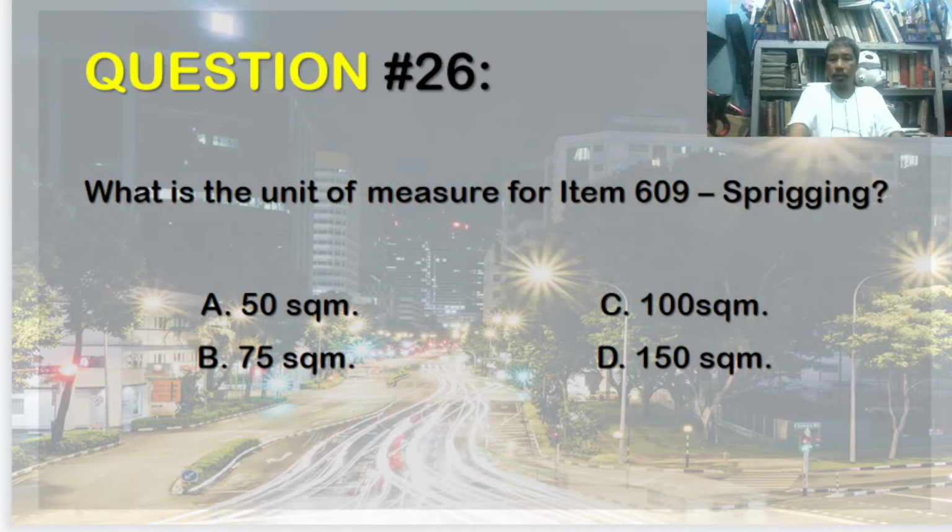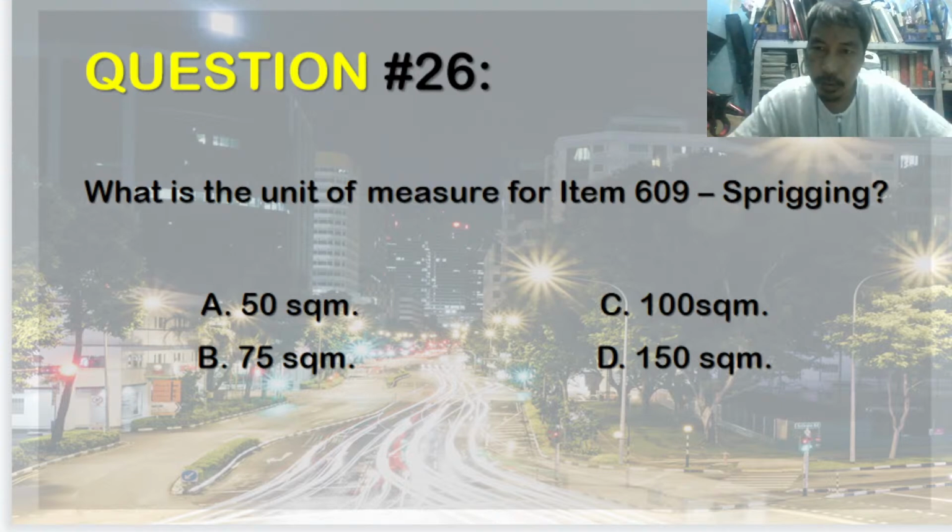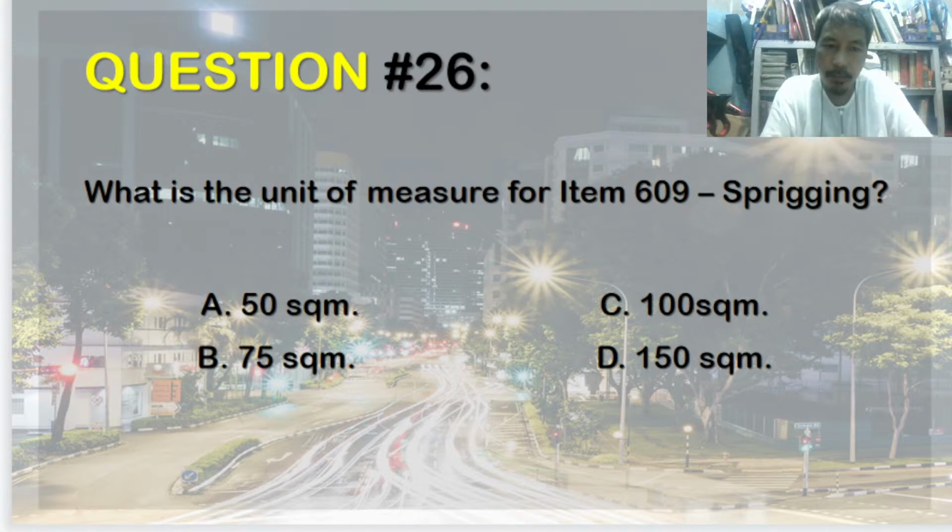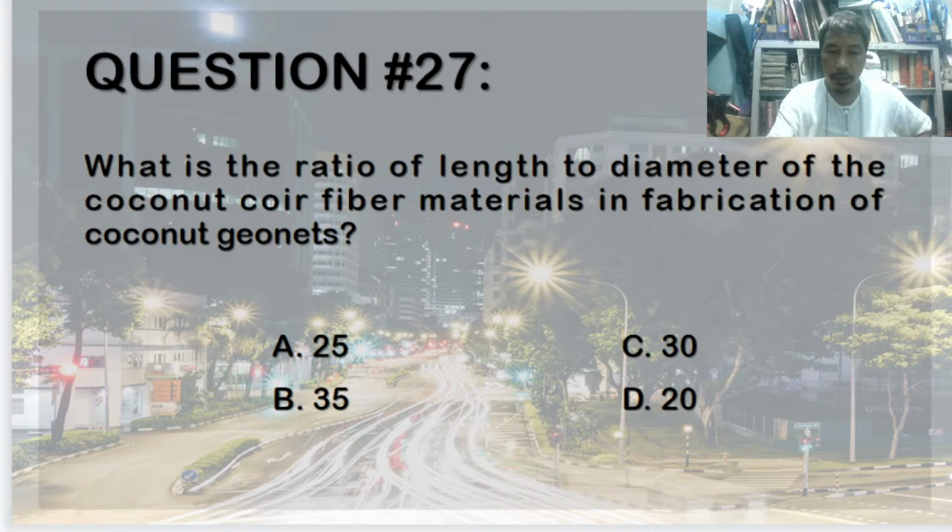So what is the unit of measure for sprigging? Letter A, 50 square meter, B, 75 square meter, C, 100 square meter, D, 150 square meter. So we are in terms of SI units in our country.